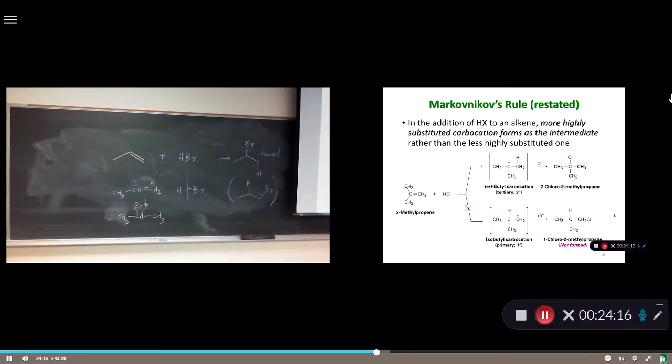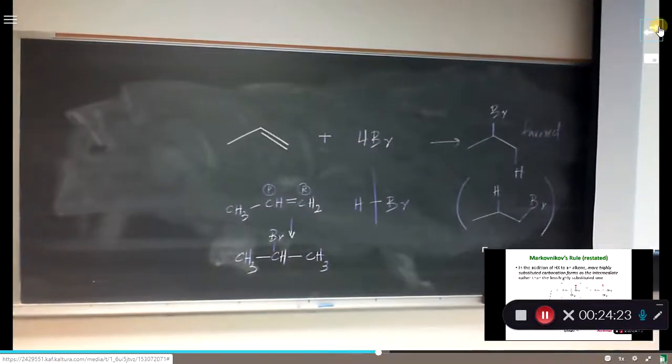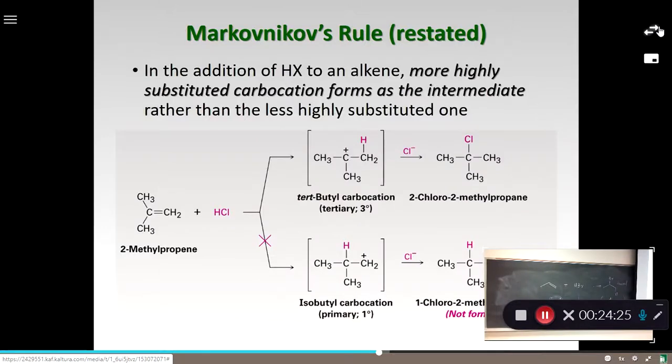So in this slide, I am restating the Markovnikov rule. Once again, this is not important to you because you know the better way to remember this, right? If you restate it, the addition of HX to an alkene happens in such a way that you will get the more highly substituted carbocation during the reaction. Why do we need the more highly substituted carbocation? Because highly substituted carbocations are more stable.